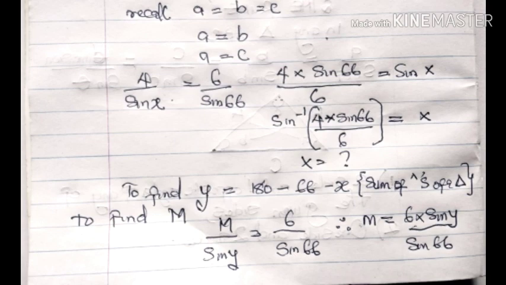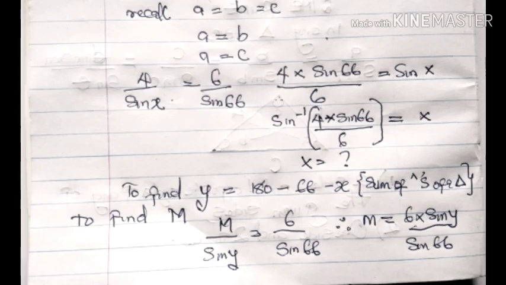Bear it in mind that whichever one you use, once the variables are complete, you will definitely get the correct answer. So let's proceed, making use of 4 over sine x is equal to 6 over sine 66. Making sine x the subject of the formula, we have 4 times sine 66 over 6. When we make x the subject, we have sine inverse of 4 times sine 66 divided by 6. What value did you get? We shall see at the end of this lesson.